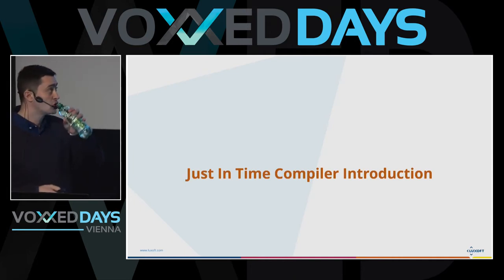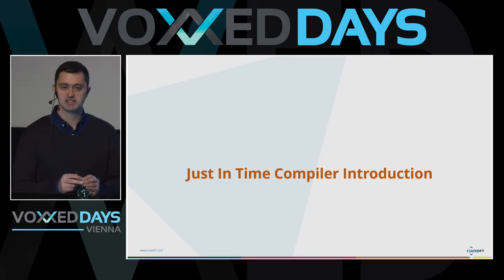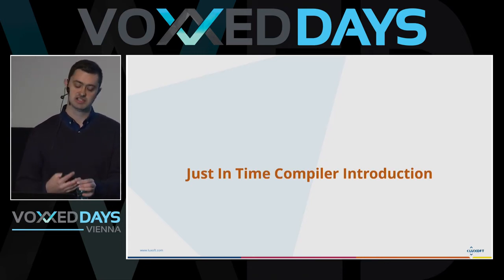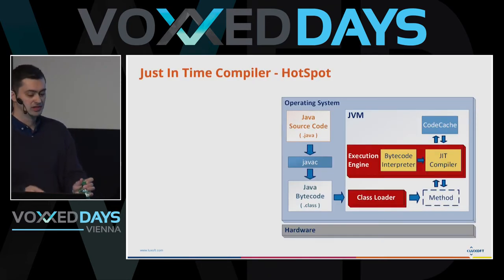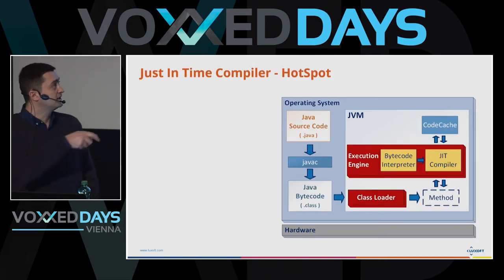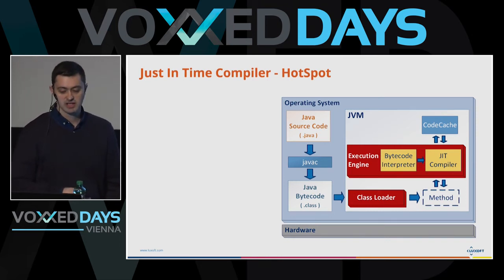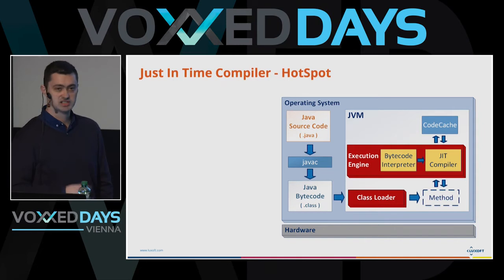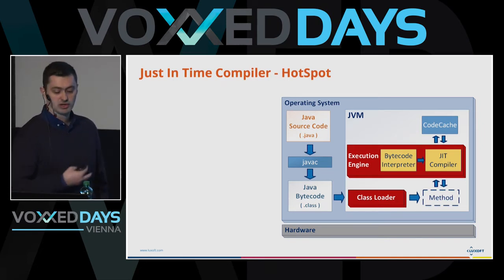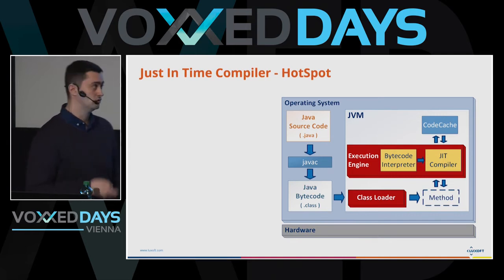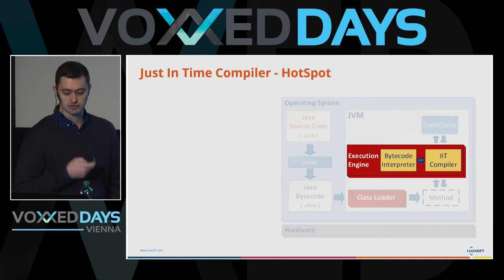Okay, a few things about the just-in-time compiler. It's a very brief introduction just to put a bit of context. What we have during the runtime is mainly the JVM with the execution engine. The execution engine is made of the interpreter and the just-in-time compiler. Of course, there is a class loader and a garbage collector, but they're not our interest for today. We are mainly focused on the just-in-time compiler.